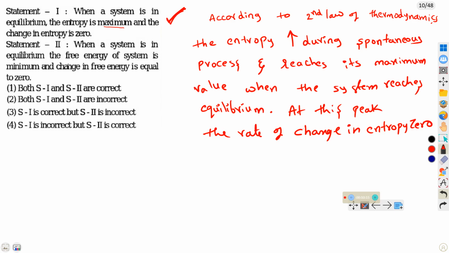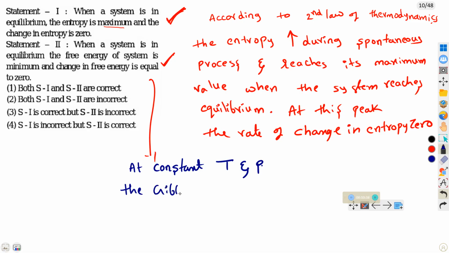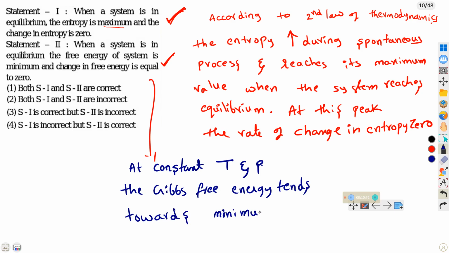When a system is in equilibrium, the free energy of the system is minimum and the change in free energy is equal to 0. This is also correct. How? At constant temperature and pressure, the free energy tends towards a minimum. So both the statements are correct.